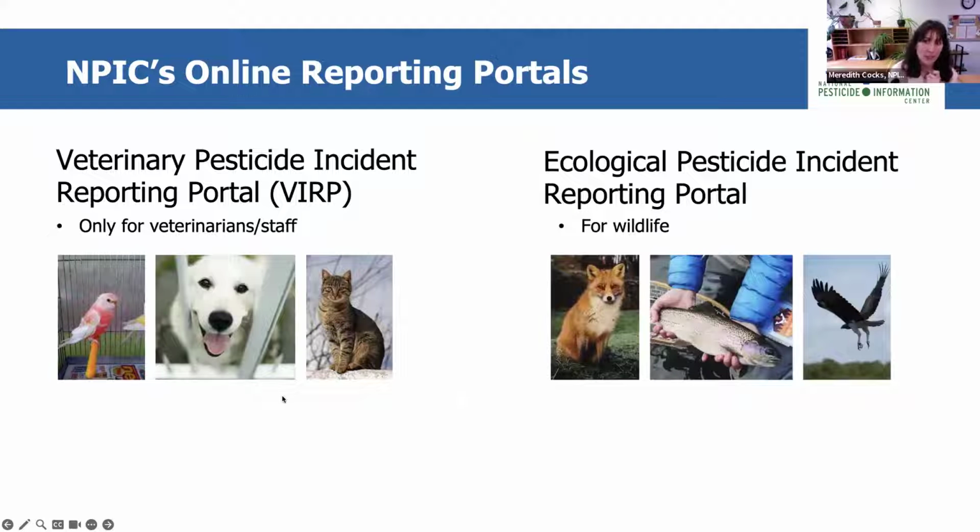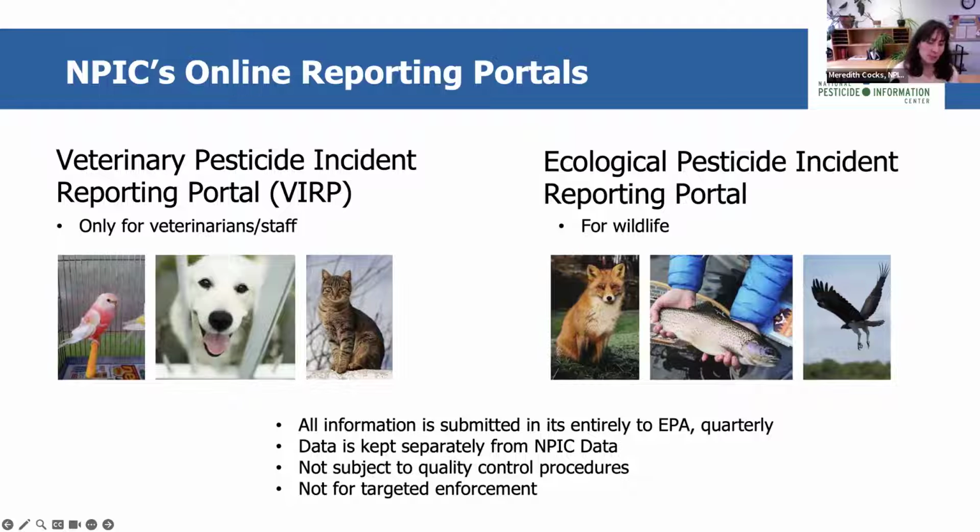The second is the Ecological Pesticide Incident Reporting Portal, and that is only for reports of wildlife incidents. And both of these were created in collaboration with EPA. And NPIC does submit all the information generated from these portals quarterly to EPA, but we keep it separate from NPIC data. That means it's not subject to quality control procedures. And of course, again, it's not intended to be used for targeted enforcement. It's for information only.